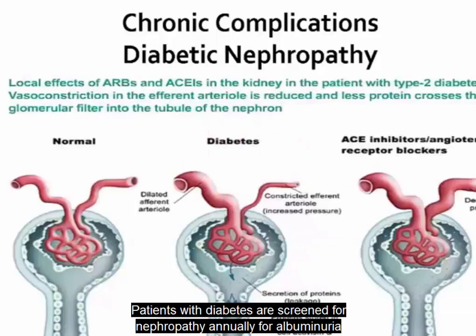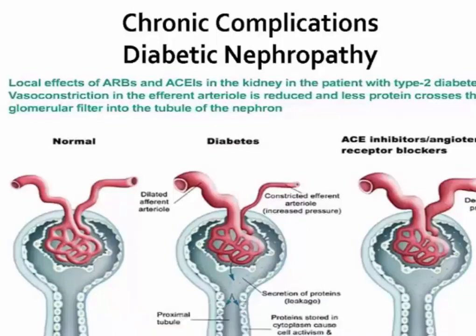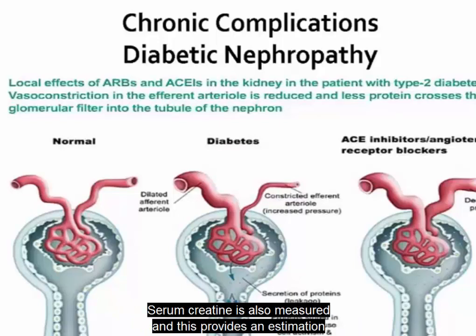Patients with diabetes are screened for nephropathy annually for albuminuria and measurement of the albumin to creatinine ratio in a random spot urine collection. Serum creatinine is also measured, and this provides an estimation of the glomerular filtration rate and the degree of kidney function.